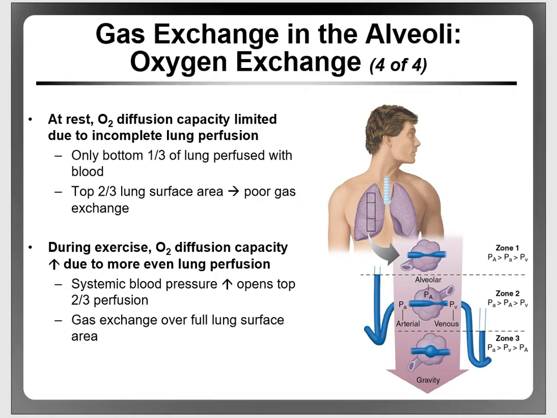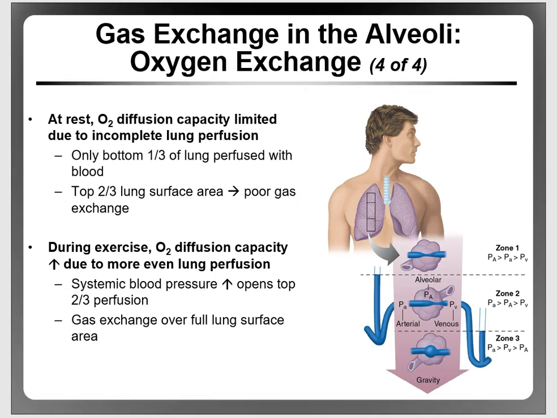At rest, only the bottom third, that zone 3 of the lung, is perfused with blood. And during exercise, blood flow through the lungs is going to be greater, and it's going to be due to the elevated blood pressure. That's going to increase your lung perfusion. Okay, so bottom line is, when you're at rest, your oxygen diffusion capacity is limited because you have incomplete lung perfusion. All right, so the bottom third here, roughly, is perfused. The top third has poor gas exchange. Okay, that's just due to gravity. During exercise, that diffusion capacity is going to increase because more of your lung tissue is getting perfused. There's more exchange, essentially, over that lung surface area. You've increased the surface area for exchange.